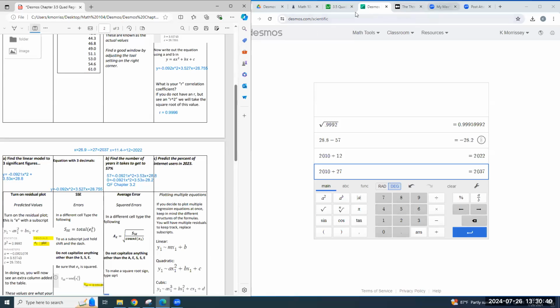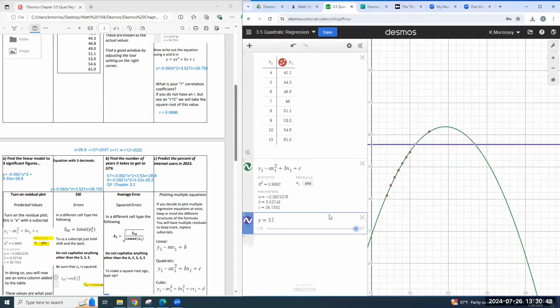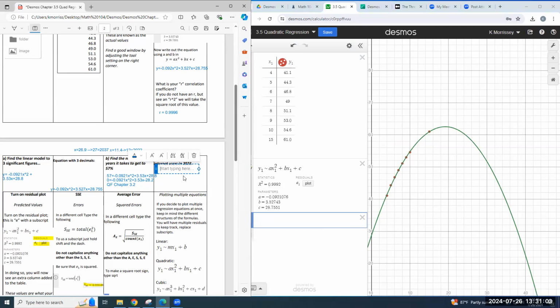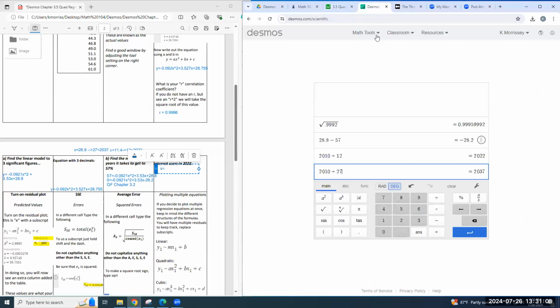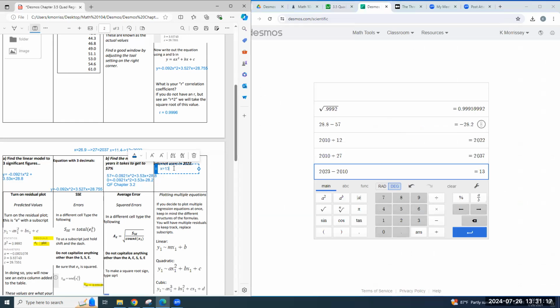Okay. So that is if you have your y value but need to find your x. So let's do the opposite. Let's predict the percent of internet users in 2023. We don't have that year, so we really need to figure out, well, what does X signify? The year 2023 minus 2010 will give us X being 13. Now we can enter that right into your equation here.